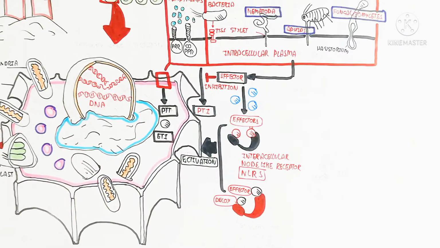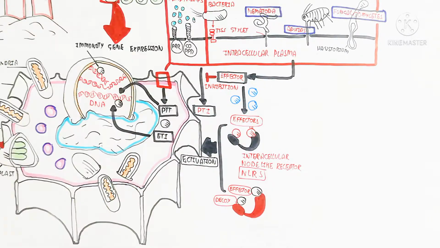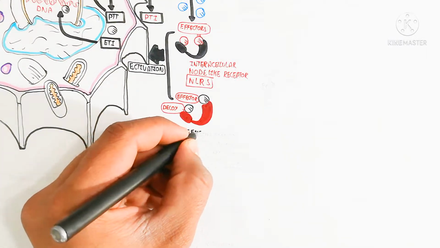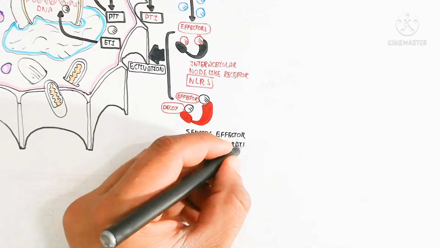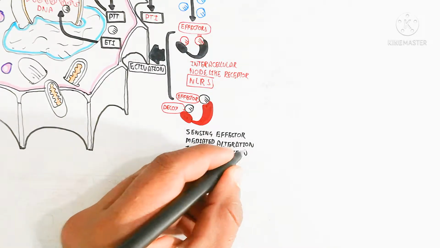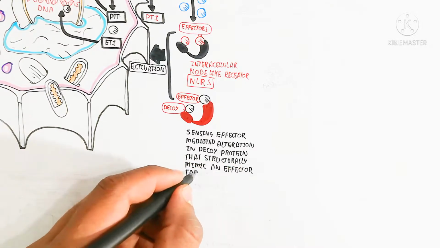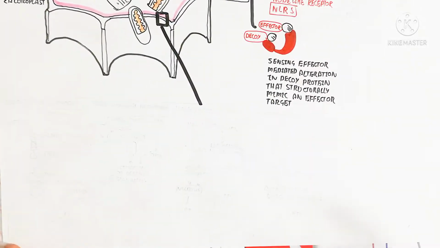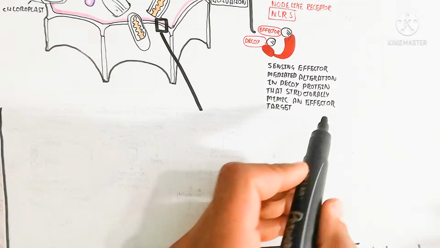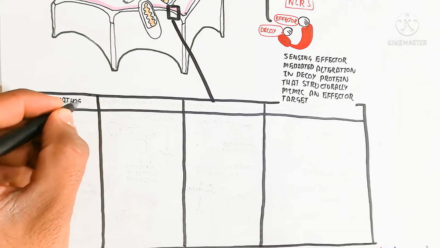and this effector triggered immunity will phosphorylate the transcriptional factor, which will bind with the DNA of the host, and immune gene expression will occur against the pathogen for the defense mechanism. And in this way, the other NOD-like receptor is sensing effector mediated alteration in a decoy protein that structurally mimics an effector target. So here is the effector target for that. It will target the effector for the killing of the effector. Effector means the pathogen.